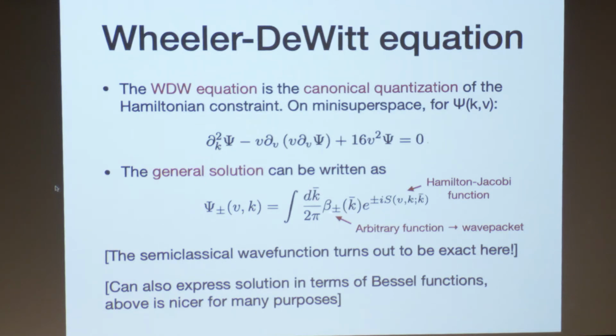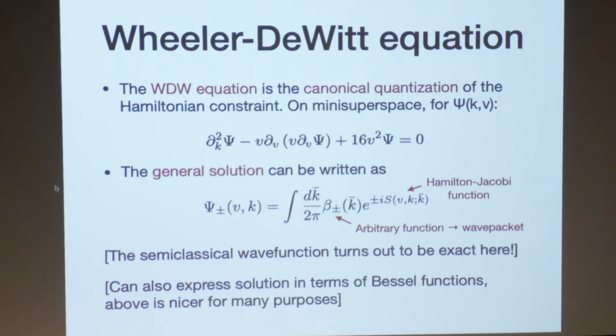This is a whole function that you get to choose of this constant of integration. Kappa bar is a parameter. And then there's an exponent e to the iS of v and k. This thing is a function of v and k, and k bar, which is just the k0 that we had before. I'm calling it k bar now because I'm integrating over it. And this is exactly the Hamilton-Jacobi function that we had before.